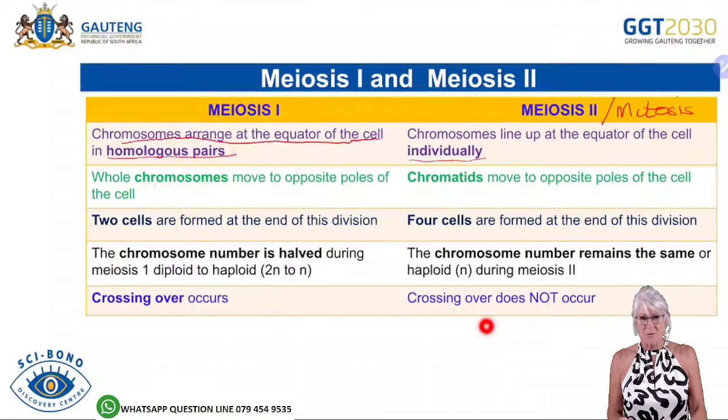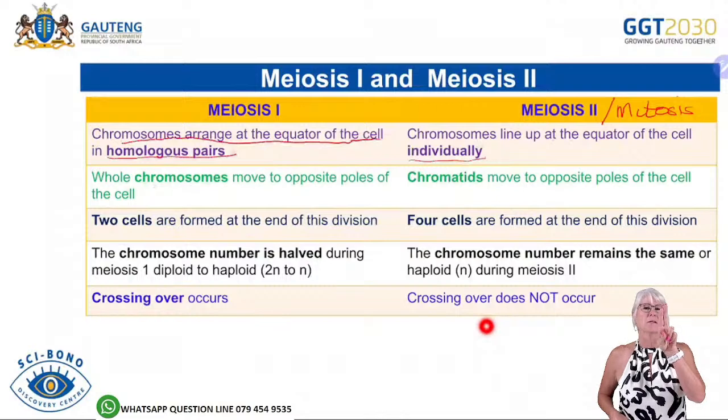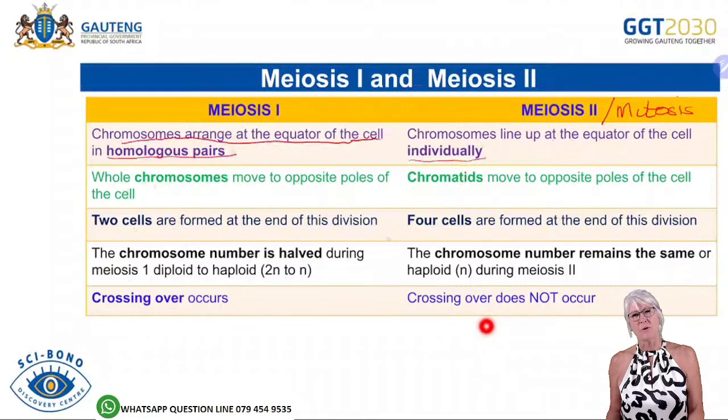Whereas in meiosis 2, there are no more homologous chromosomes. They were there, but now they're separated. So now in each cell we've got a single chromosome which has 2 chromatids still, and the centromere is going to divide and the chromatids are going to separate. In meiosis 1 we have the formation of 2 cells at the end of the division, whereas in meiosis 2 we have 4 cells.